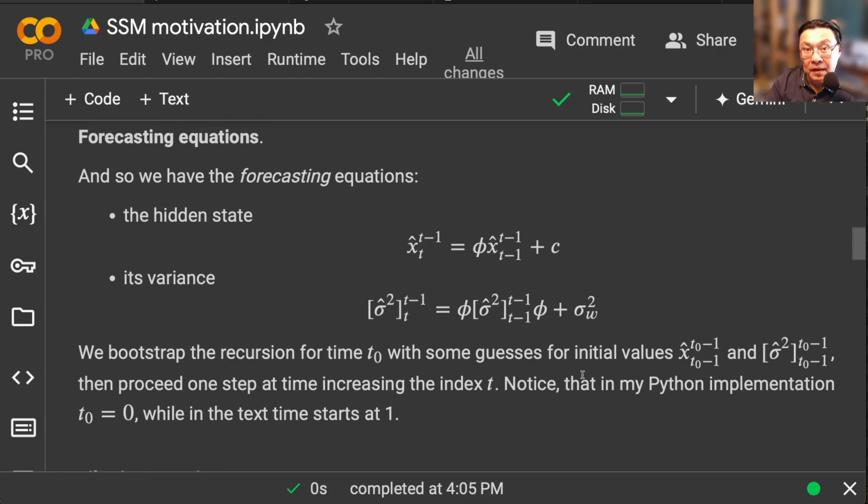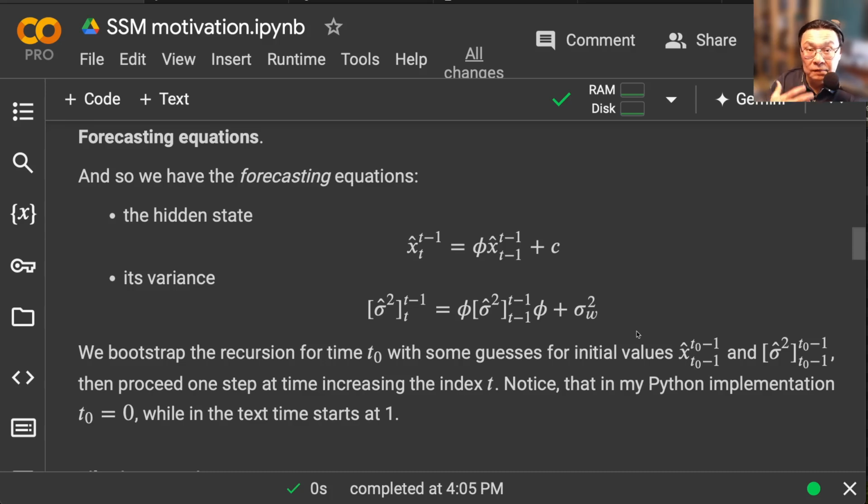Now, in my Python code, notice my t0 is 0. In Python, indexing starts from 0, and I'm using that for convenience. In some other languages like R, indexing starts from 1, so t0 would have been 1. Like in the textbook by Shumway and Stoffer, they're using t0 equal to 1, so their indexing starts at 1. And that's why they say your initial values are x0 and x0.